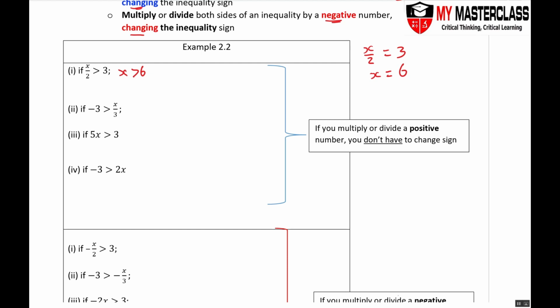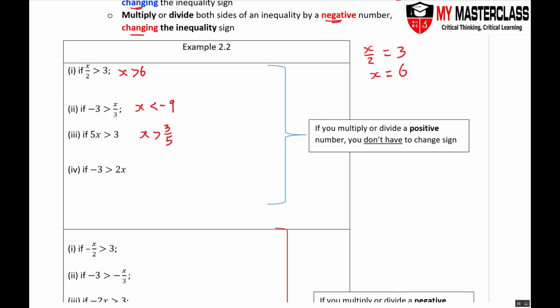So parts 2, 3 and 4 are exactly the same. For part 2, you multiply the 3 over, you get x less than minus 9. For part 3, 5x is more than 3. Same thing, I will divide both sides by 5, and I'll end up with x is more than 3 over 5.